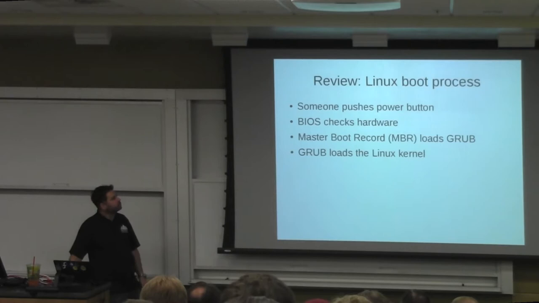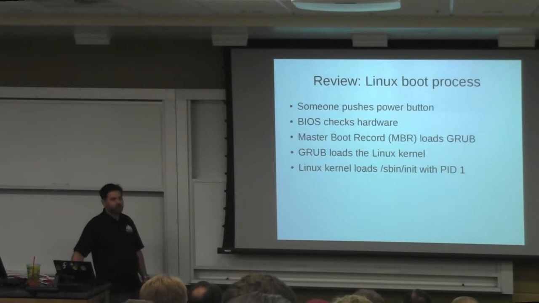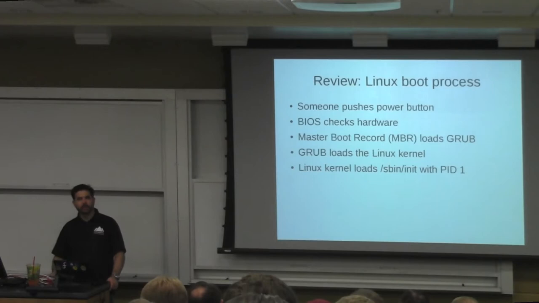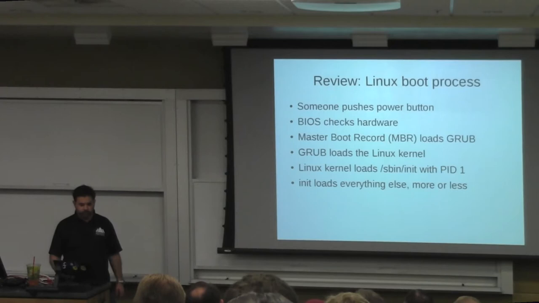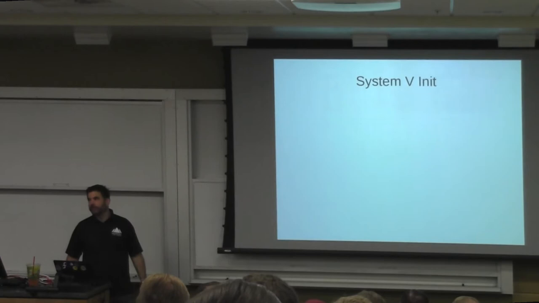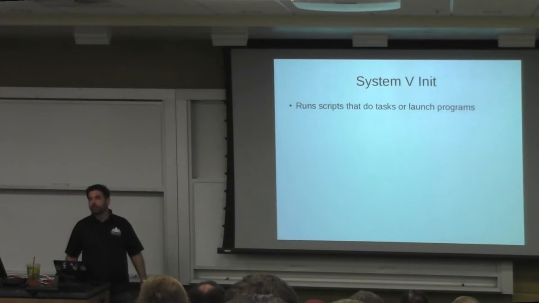The kernel starts up a process called init. And init is the first thing that the kernel launches, and so it has the process ID of 1. And then init is responsible for pretty much everything else. And that's how it's been since the dinosaurs, the dawn of time. And that has traditionally been governed by System 5 init. This runs scripts that do tasks or launch programs.